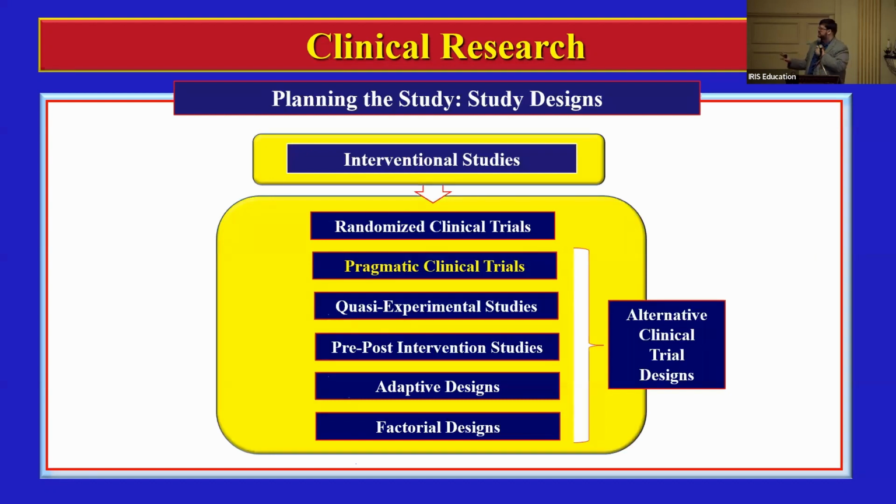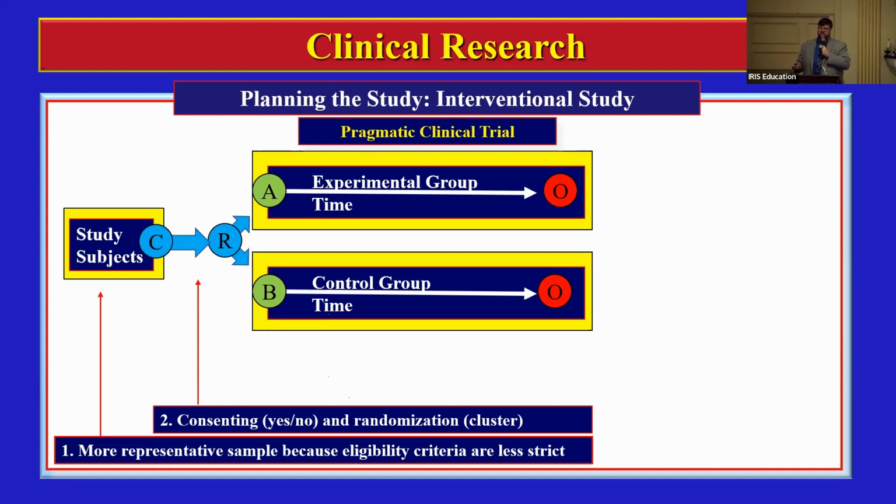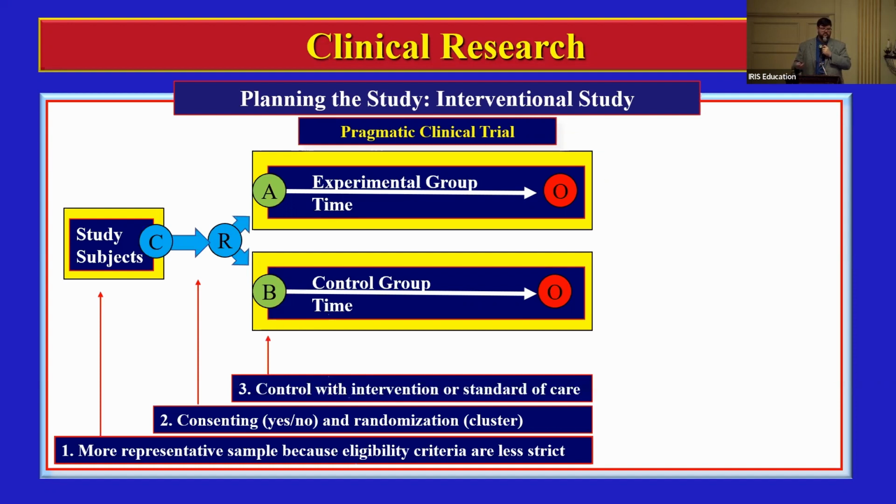So moving along to alternative clinical trial designs, in our pragmatic trials, these trials generally ease the inclusion and exclusion criteria so that they're more generalizable. And so they have a more representative sample because there's less strict criteria. So then we will still consent patients and they'll still be randomized, but usually the randomization is by cluster or through hospital systems. And so the control group may be an intervention or standard of care. And then the experimental group is again our experiment. And so then the outcomes are going to be relevant to our patients that we have.